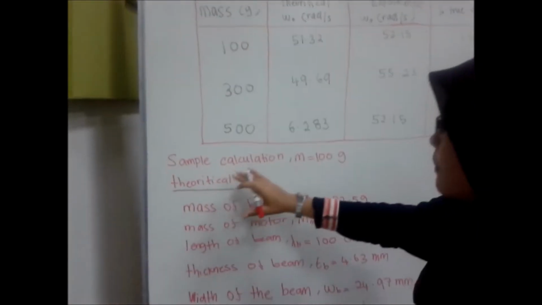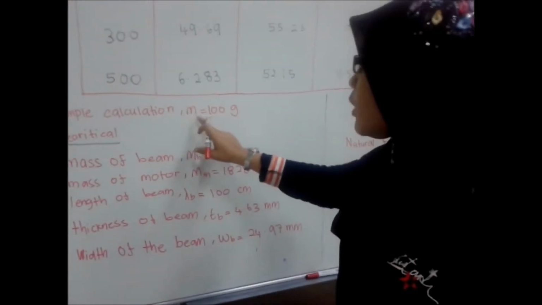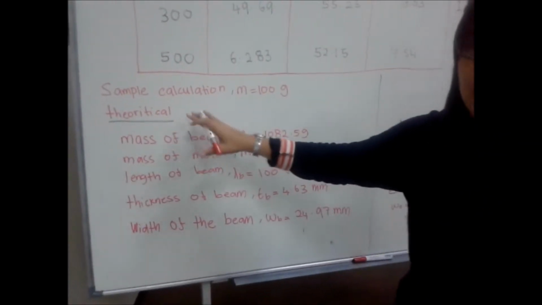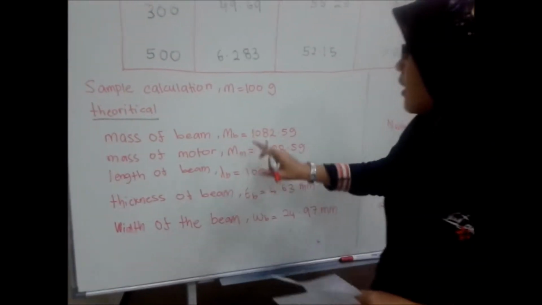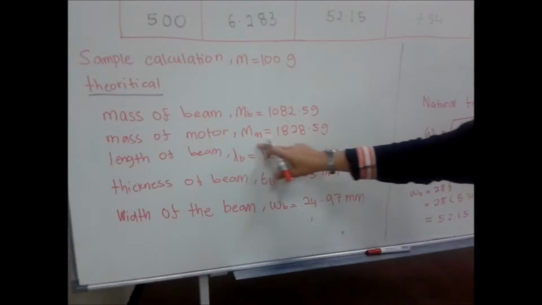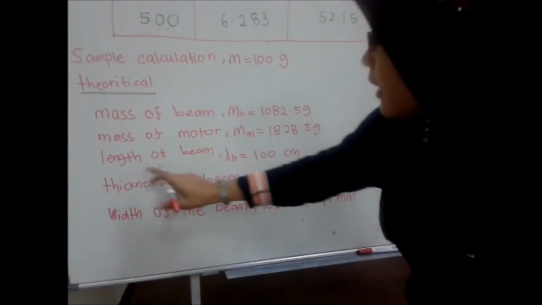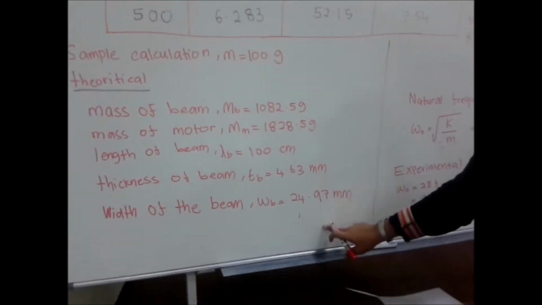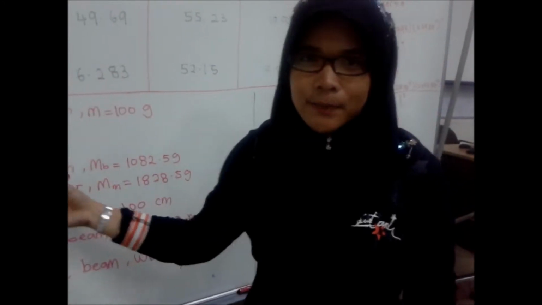Firstly, for the sample, I just pick only one weight, which is mass equal to 100. First, I calculate the theoretical data. Mass of beam, I get this one, and then mass of motor, I get 1828.5 gram, and then length of beam, and then thickness of beam and width of the beam. I use these to find the theoretical.